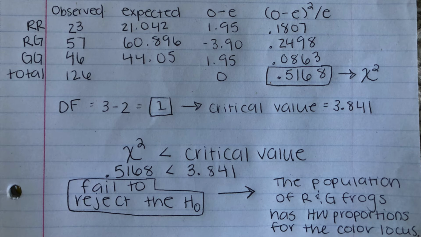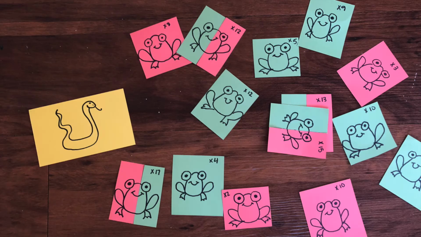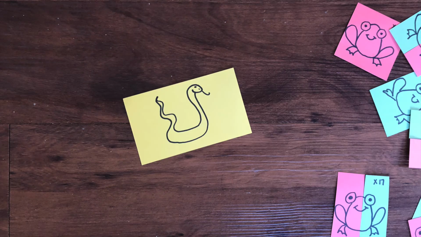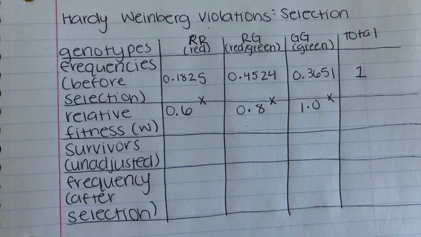Now that we know our population fulfills Hardy-Weinberg equilibrium, let's say that a new predator moves into the pond. The yellow snake easily feeds on frogs that show the red color because the green frogs can camouflage better in their surroundings. Uh-oh! This causes a Hardy-Weinberg selection violation! To determine the shift in the population, let's look at this chart.